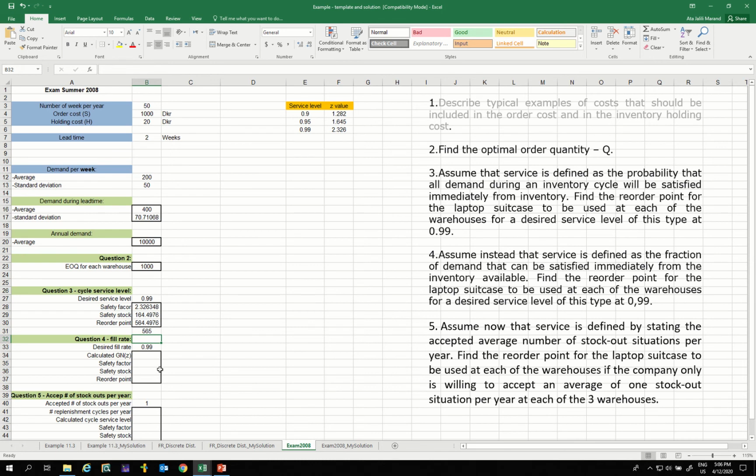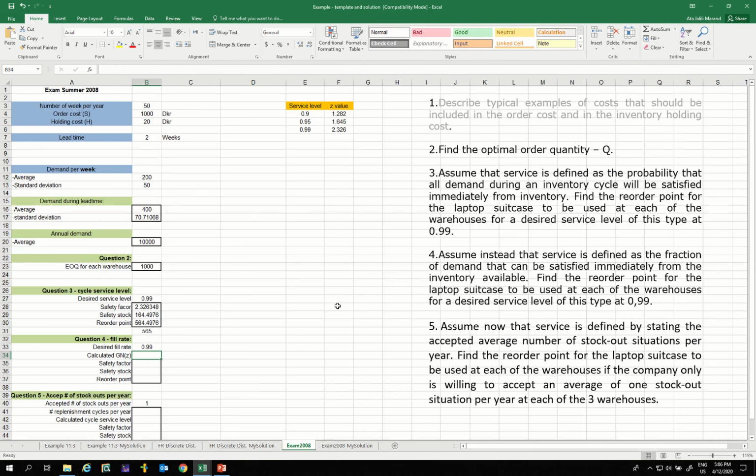Now let's move to part 4. It says assume instead the service is defined as the fraction of demand that can be satisfied immediately from the inventory available. So it is the fraction of demand immediately satisfied from the inventory. It is the definition for the fill rate. So here we will consider fill rate instead of cycle service level. Again, it is 99%.